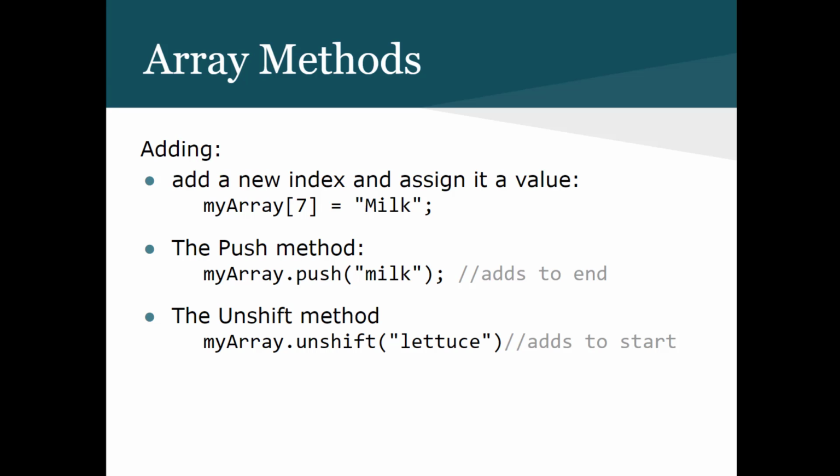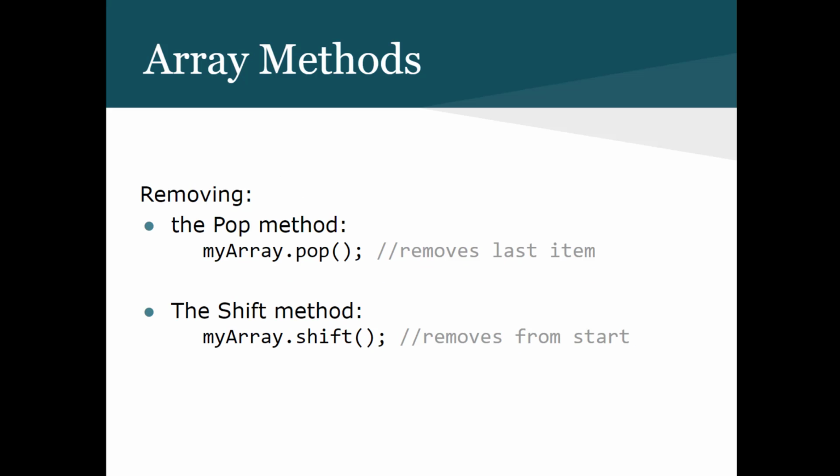Push adds to the end of the array, and the unshift method adds to the start of the array. The only way I can remember what unshift does is by remembering what shift does. Shift removes an item from the start of an array, so it shifts all the indices down by 1. Unshift does the opposite.